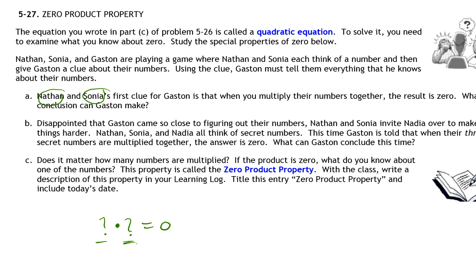I think one of those numbers has to be 0 still. You can't get a product of 0 unless one of the numbers is 0. Does it matter how many numbers are multiplied? If the product is 0, what do you know about one of the numbers? This property is called the zero product property. With the class, write a description of this property in your learning log. Title this entry zero product property and include today's date.